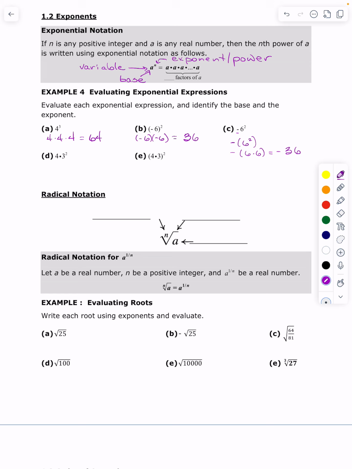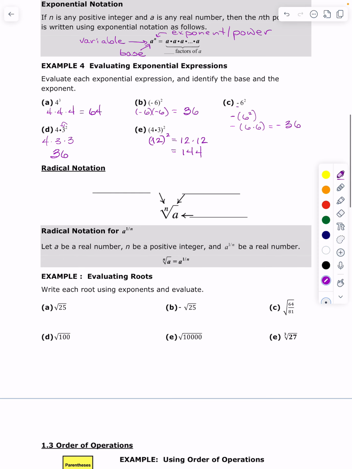D says 4 times 3 squared. This exponent only applies to what it's attached to, only applies to the 3. So this is 4 times 3 times 3. We can multiply in any order. We still get 36. For E, because that 4 times 3 is in the parentheses, we are actually going to multiply that part first before we square. We get 12 times 12 here, which is 144. So pay attention to where those parentheses are happening and what that exponent is attached to.